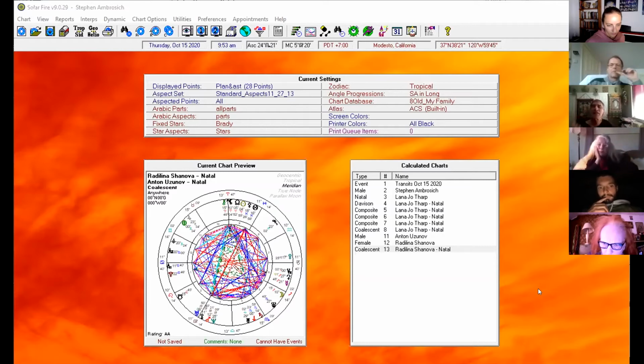But the idea of being able to utilize a composite chart based upon midpoints, the Davison chart based upon the midpoints of the birth data, although the Davison chart has a real problem if the difference between the births is more than 20 years. It doesn't work out. It's kind of like higher latitudes. But then also using the coalescent chart based upon harmonics.